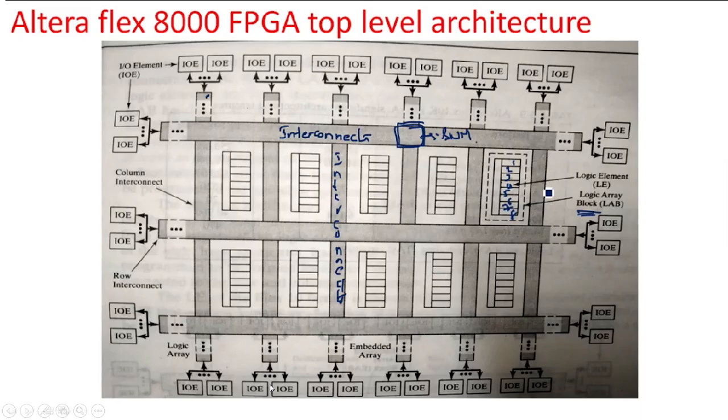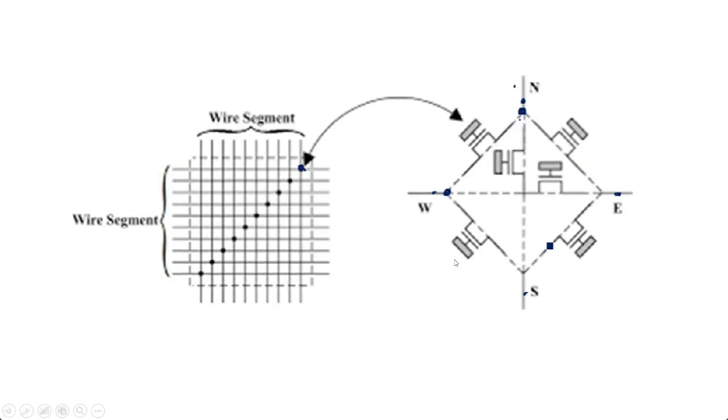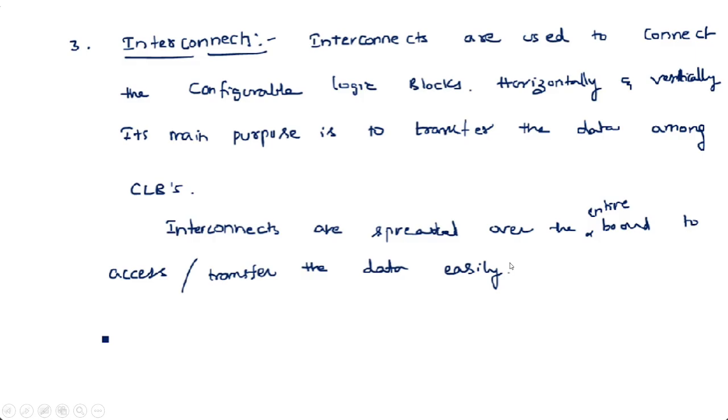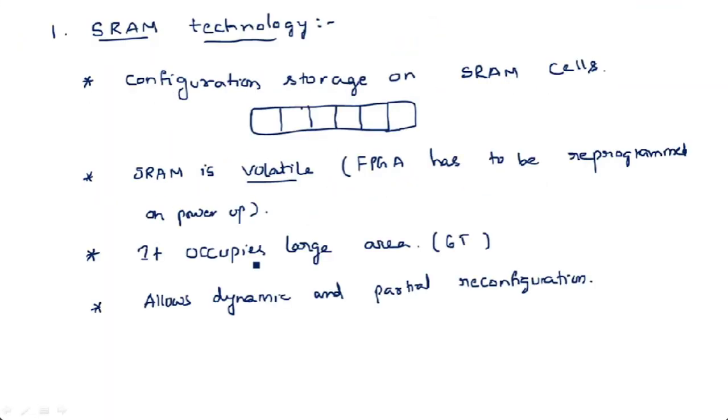And this is Altera. For any FPGA family, the architecture is the same. We already saw the architecture previously, and here we are seeing it again. This is the basic architecture for any FPGA family. It consists of CLBs, configurable logic blocks, interconnects, switch matrix, switch blocks, and IO blocks. So if you see this, what do we call it?